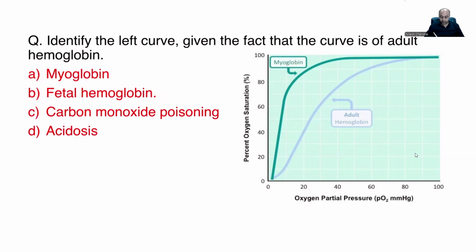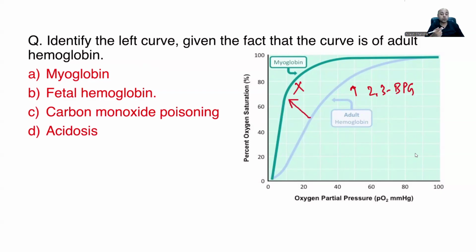Please remember that adult hemoglobin is able to bind with 2,3-BPG, and it shifts towards the right. Myoglobin does not bind to 2,3-BPG, therefore, it has a different curve. If there were no 2,3-BPG, the curve for the hemoglobin would also have been similar.